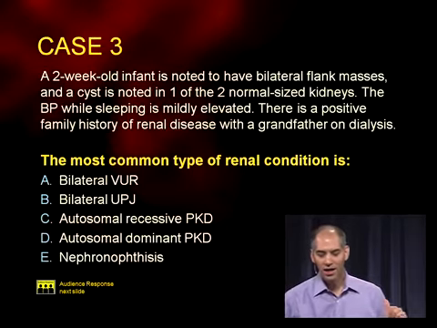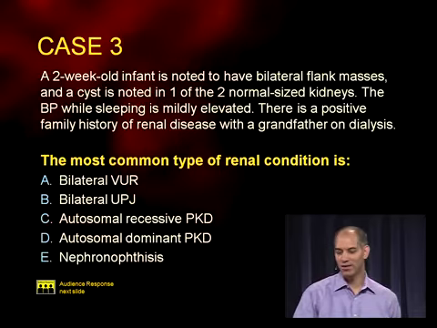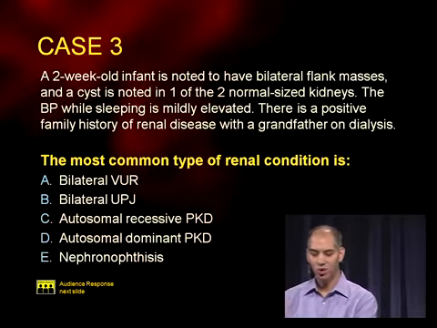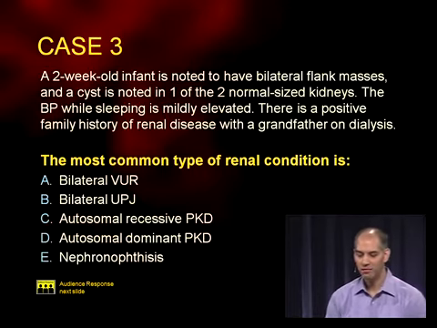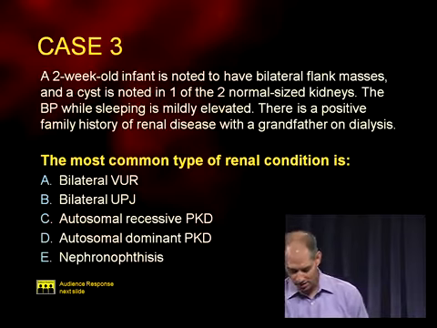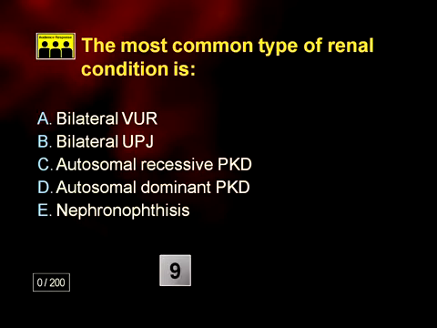A 2-year-old infant is noted to have bilateral flank masses, and a cyst is noted in one of the 2 normal-sized kidneys. The blood pressure while sleeping is mildly elevated, and a positive family history of renal disease with a grandfather on dialysis. The most common type of renal condition is?